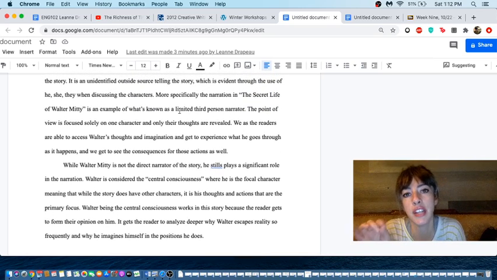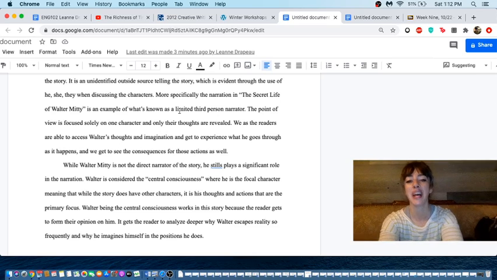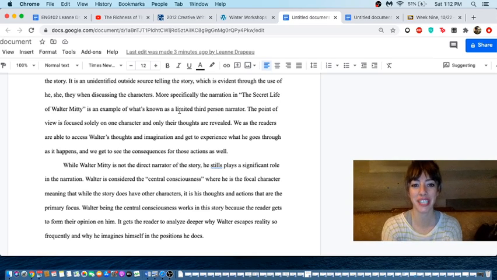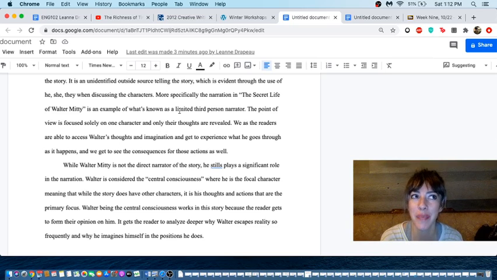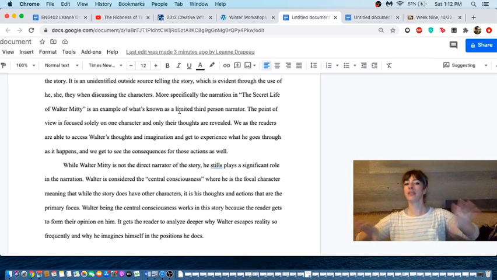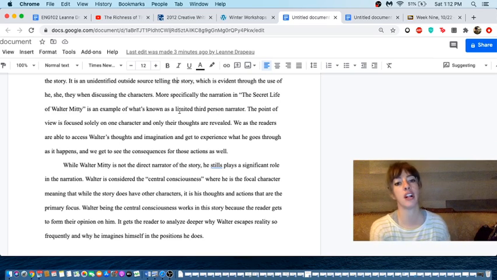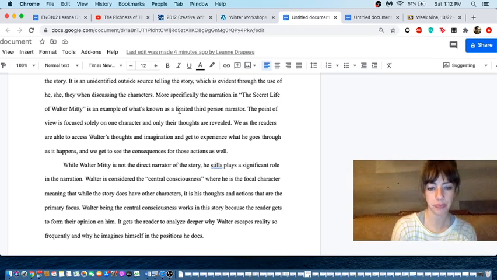So because it's a limited third-person narrator, we do see through his eyes and see his thoughts. We have access to the inside of his head, but because it's not only through his eyes, we also have access to people outside of him noticing him and what the consequences for that are, because we're watching it not through his eye. We're seeing his thoughts, but we're seeing the world around him as well. So this writer does a great job explaining all of that in this paragraph.